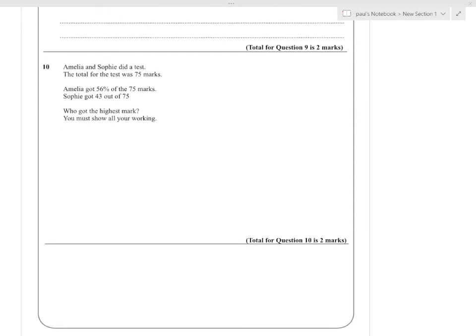Amelia and Sophie, what are they up to now? Right, they did a test. The total for the test was 75 marks. Amelia got 56% of the marks, and Sophie got 43 out of 75. Who got the highest?